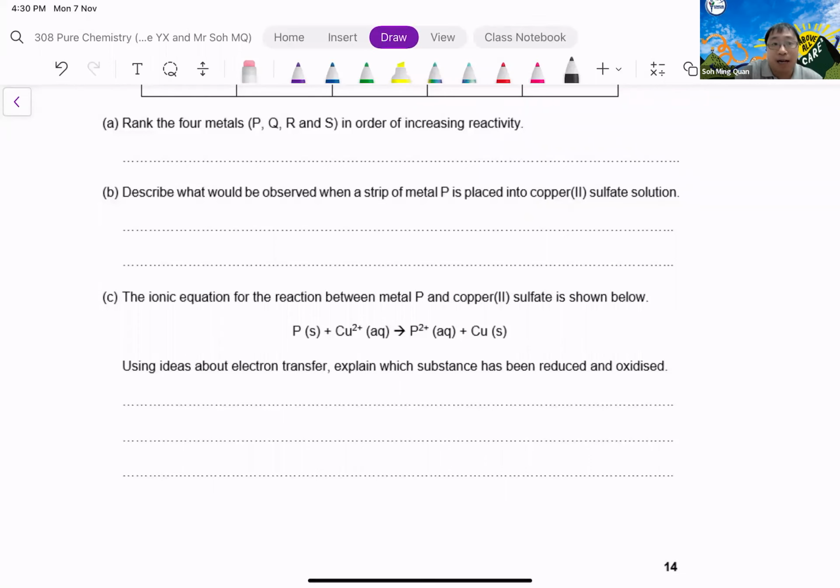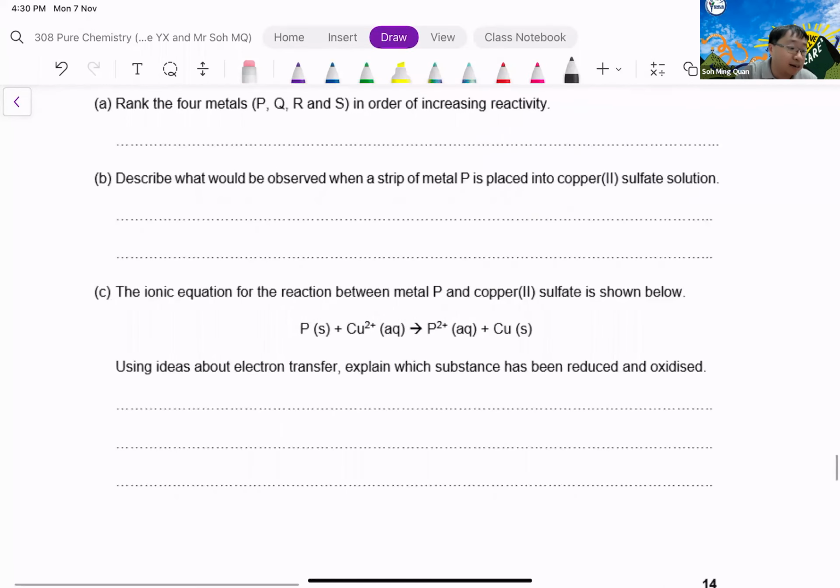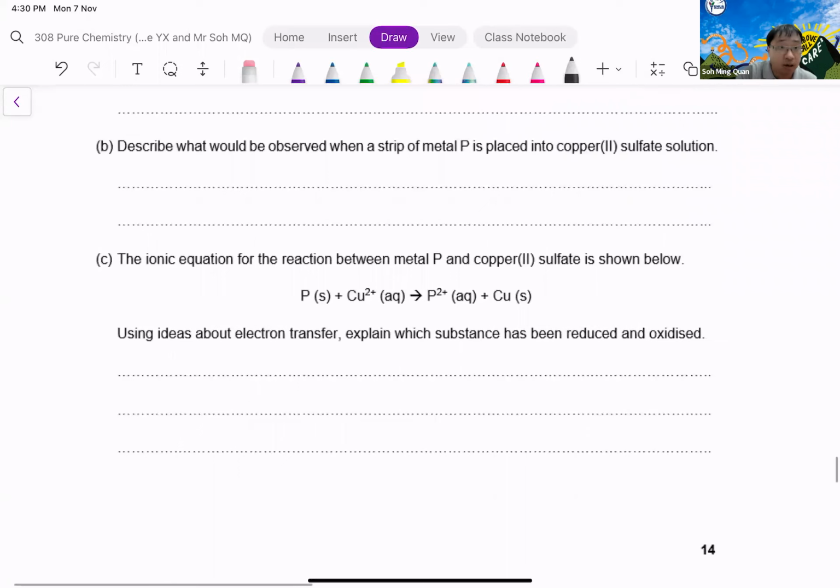I hope you realize that part C looks slightly familiar from redox. And I hope you realize by now, this is obviously a redox reaction. Okay? Displacement reactions, as shown in part C, are redox reactions. They involve reduction and oxidation. So let's now zoom in on part C on page 14. And let's all look at the ionic equation carefully.